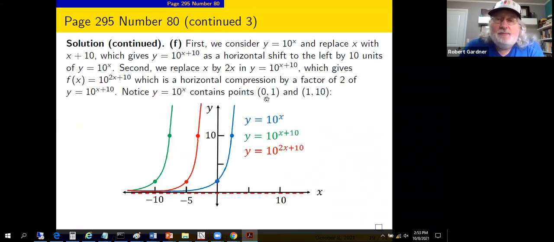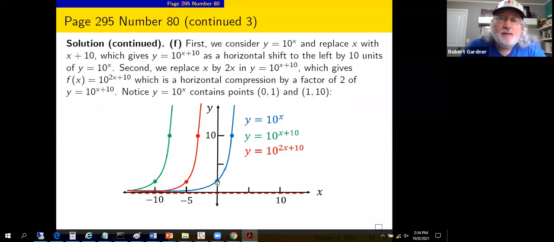So we'll take the key points (0, 1) and (1, 10) on the blue graph. Here we've got a 10 to the x function. What we're going to do is replace x with x plus 10. That corresponds to a horizontal shift to the left by 10 units. So in the blue curve, we've shifted it to the left 10 units.